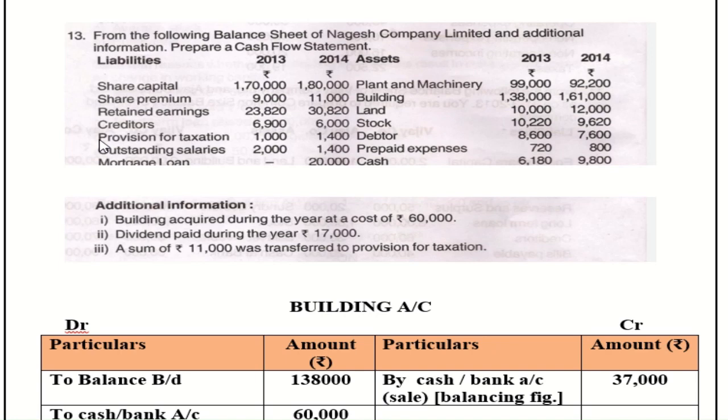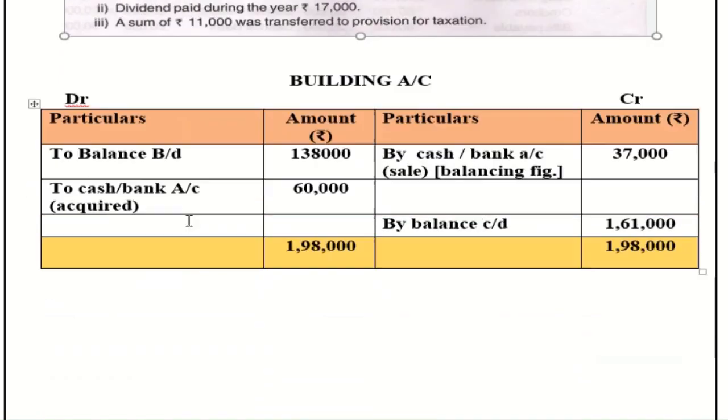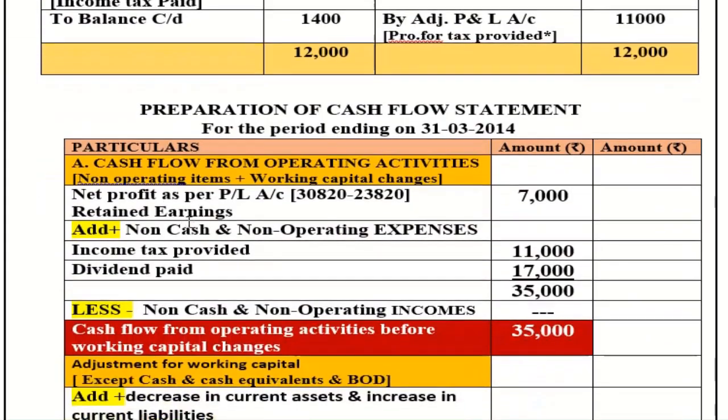Then you come to the liability side. Creditors 6,900, 6,000. It means creditors have decreased. Therefore you have to deduct. Next, provision for taxation. Just ignore that. That is a non-current liability. Outstanding salaries. So here this is 2,000, here 1,400. This is a decrease in current liability. Therefore you have to deduct. So there are no other current liabilities. So just enter these values.